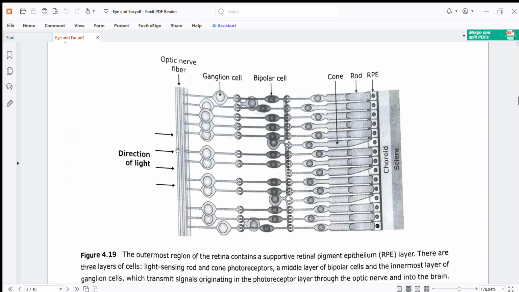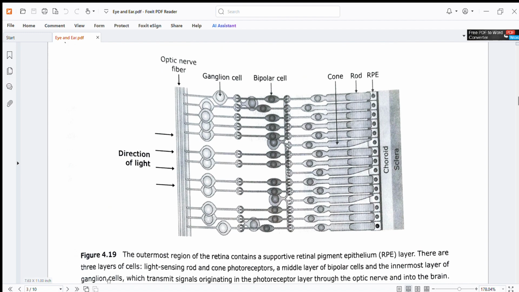This is the direction of light. Optic nerve fiber, ganglion cells, bipolar cells, cones, and these are the rods. This is the RPE, choroid and sclera. The outermost region of the retina contains the supportive retinal pigment epithelium. This is the retinal pigment epithelium layer.